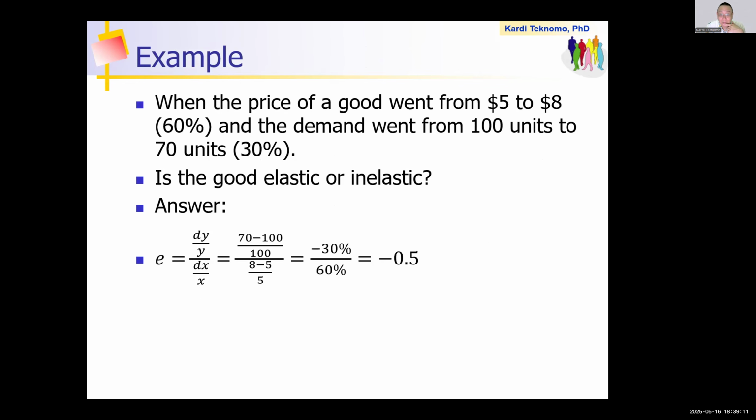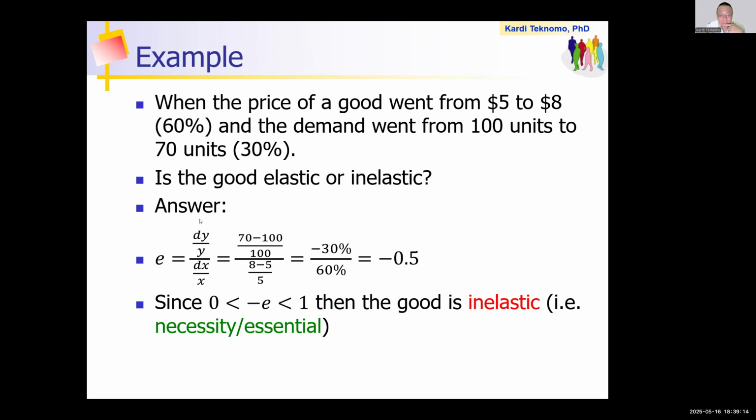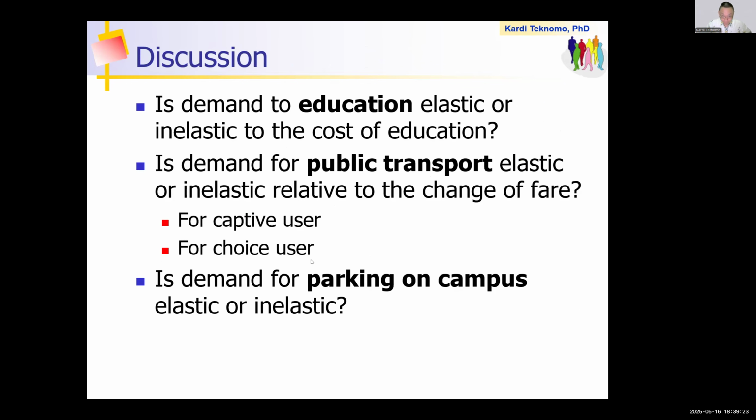This is just an example of computation, so you can check this is minus 0.05, so this is inelastic. So how about transportation and education? How about parking? You can get the data and check by yourself, and then you calculate whether the demand is elastic or inelastic, and then from there you can see.